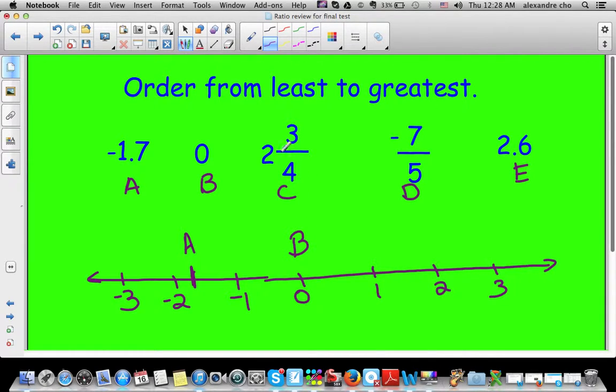C, 2 3/4. Here's 2. And 2 3/4, you could have changed that to a decimal, means 2.75, and 2.75 is about here. And now I'll write letter C.